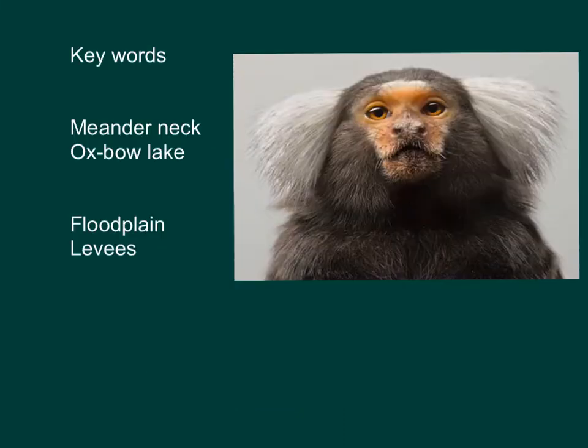So, Geography Monkey here just wants to assure you that you will remember these points. The key words for the lower course of the river, got 4 of them. First 2, meander neck, which is the bit that narrows, and the oxbow lake. Thank you, Geography Monkey. And the second 2 words are the floodplain and the levees, which are formed either side of the river channel in the lower course. Thank you very much, Geography Monkey.